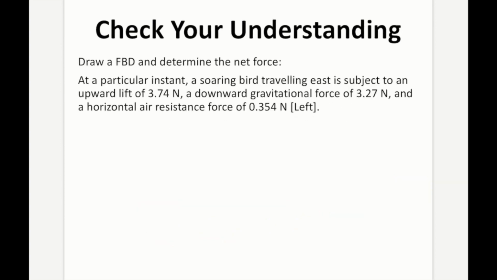Check your understanding. Draw a free body diagram and determine the net force. At a particular instant, a soaring bird traveling east is subject to an upward lift of 3.74 newtons, a downwards gravitational force of 3.27 newtons, and a horizontal air resistance force of 0.354 newtons left. Now we're going to say left is also equal to west. We're going to need that information in this question. So what I'd like you to do is pause the video and determine the free body diagram and the net force.